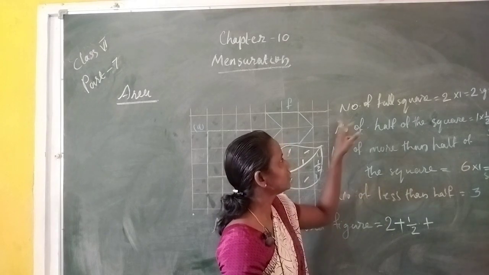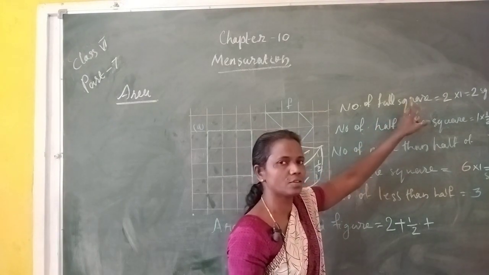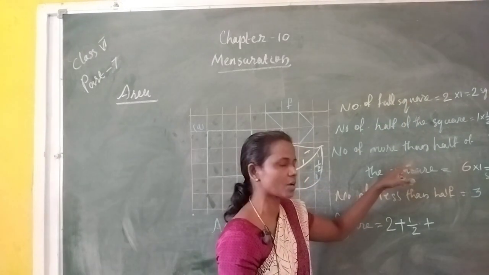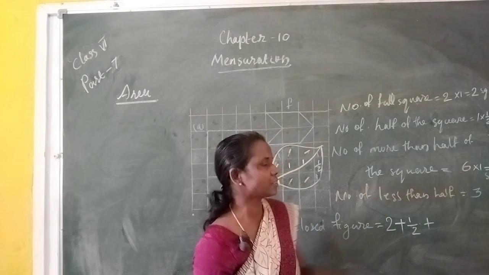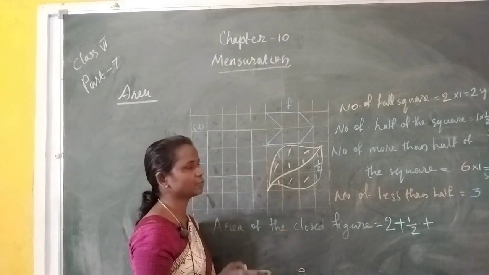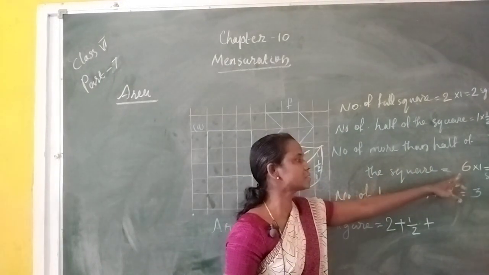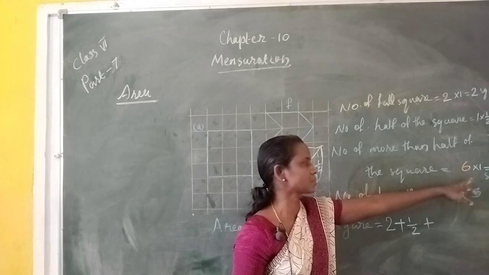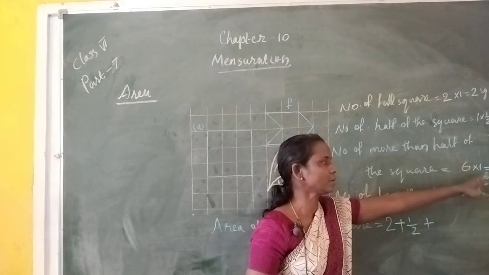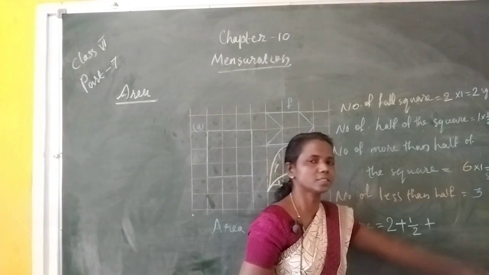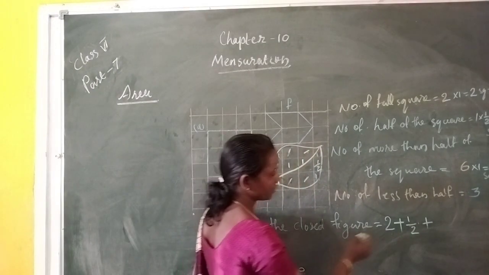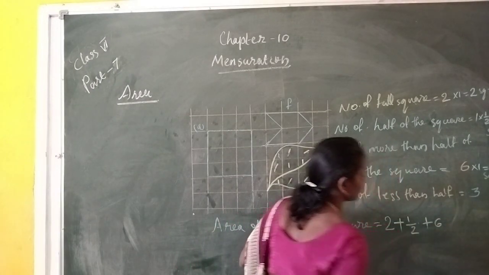Is it clear? Then full square also we take 1 square unit, and more than half will come, that square also we take as 1 unit. So here how many number of more than half of the square? 6 number of more than half of the square. So 6 multiplied by 1. What is its square unit? 6 square unit. So here we can write 6 square unit.